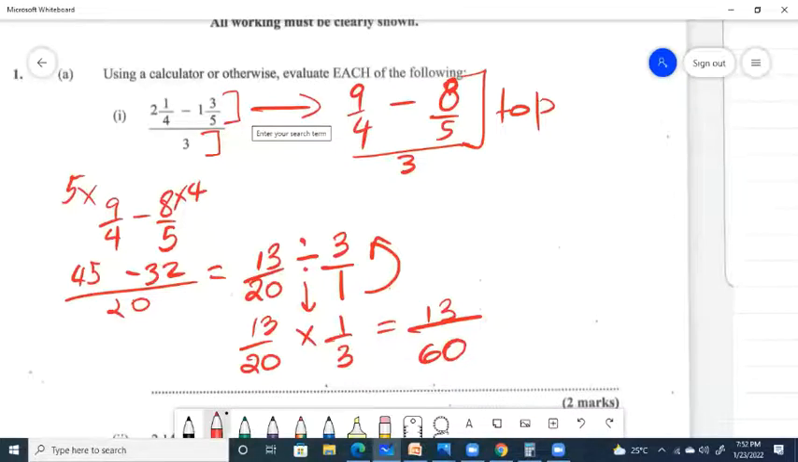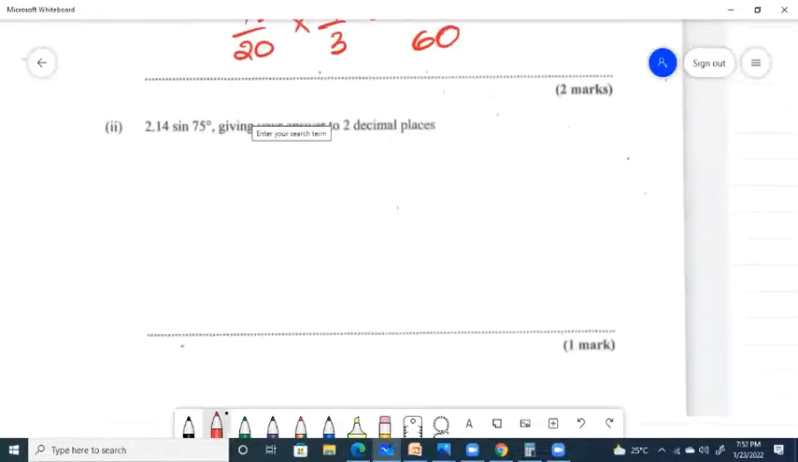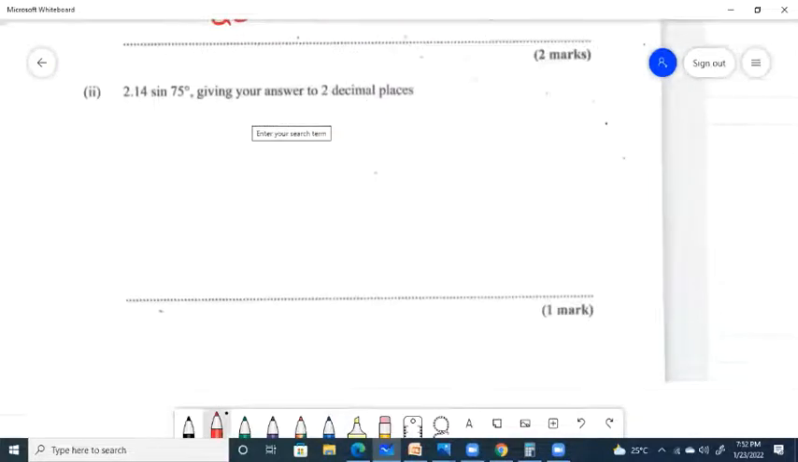So that's our common sense. You see again, they're checking you on this now, 2 points. They want to know that you can do this. Put this on your calculator and make sure the calculator is in degree mode. So 2.14 times the sine of 75. 2.14 times the sine of 75, and confirm with me.